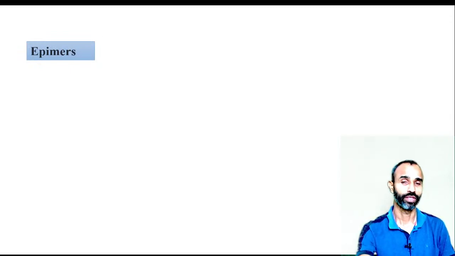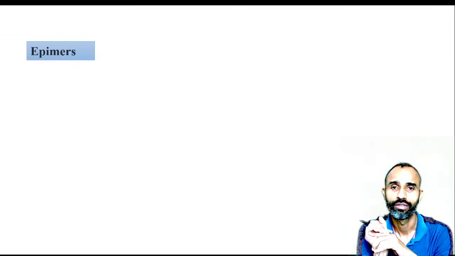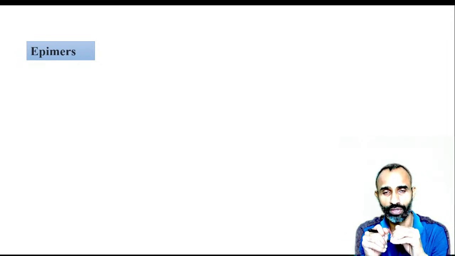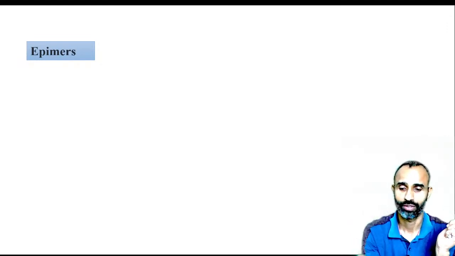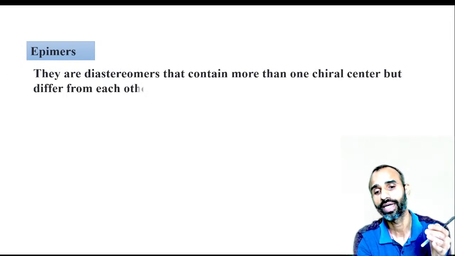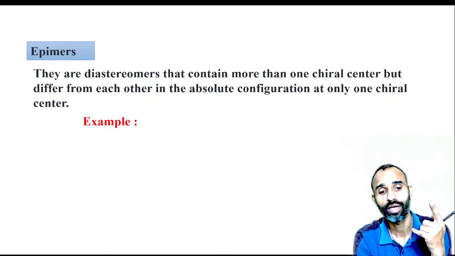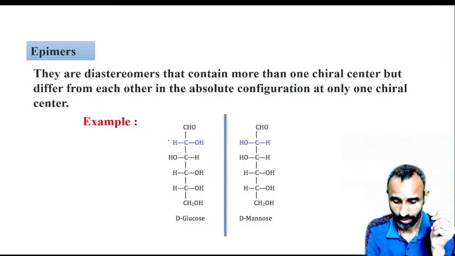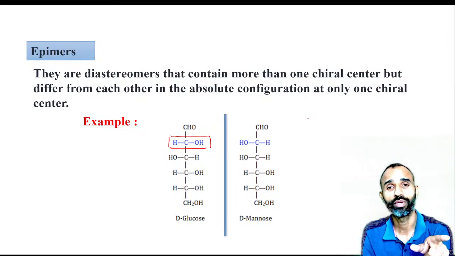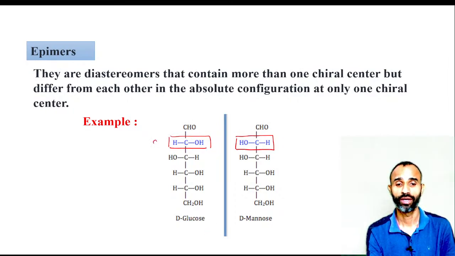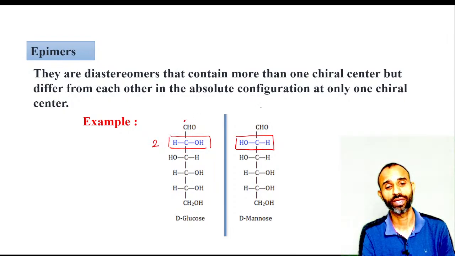Now epimers, these are anomers. So if there is a difference in configuration on any carbon except the anomeric carbon, any other carbon, that is called epimer. These are diastereomers that contain more than one chiral center but differ from each other in the absolute configuration at only one chiral center. See, D-glucose, second carbon it is HOH, but in D-mannose it is OHH. Means they differ at second carbon, not on the anomeric carbon. They are called epimers.